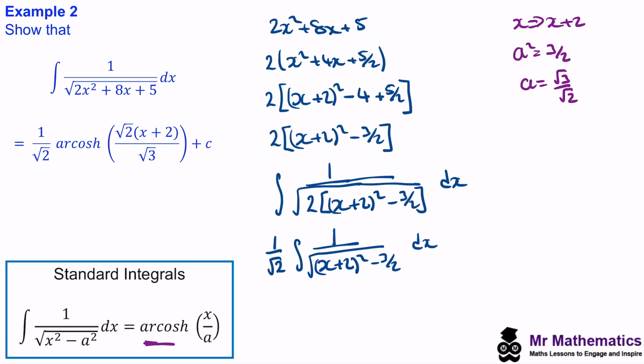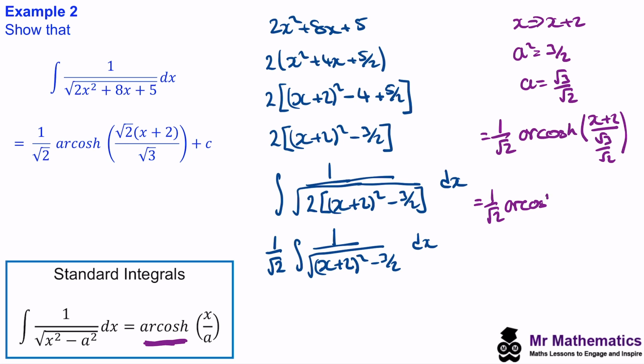So now using this standard integral, it will be 1 over root 2 times the arcosh of the x over a, so root 3 over root 2. We can simplify this fraction by multiplying everything by root 2. So we get 1 over root 2 times the arcosh of root 2 times x plus 2 over root 3, plus the constant term. Okay?